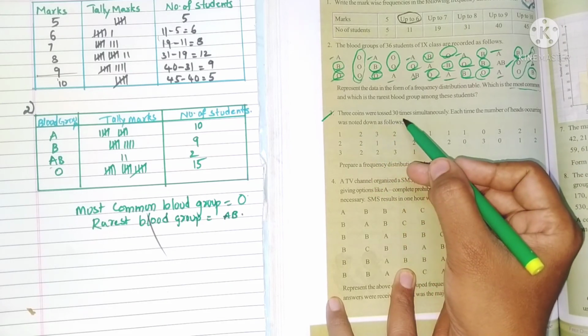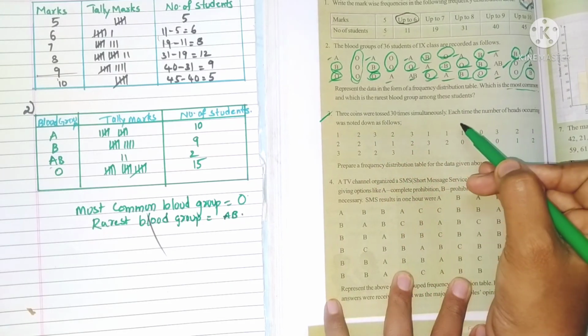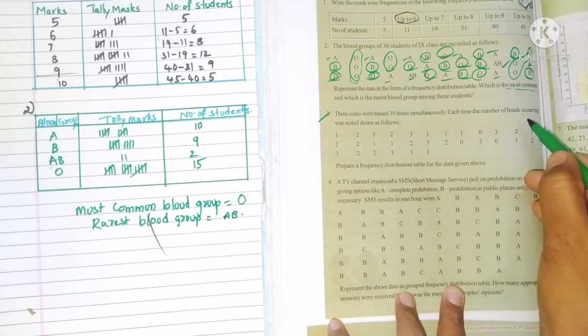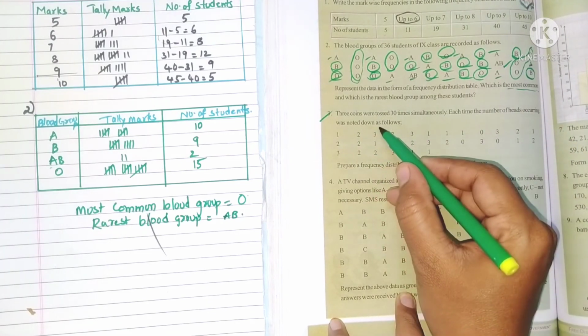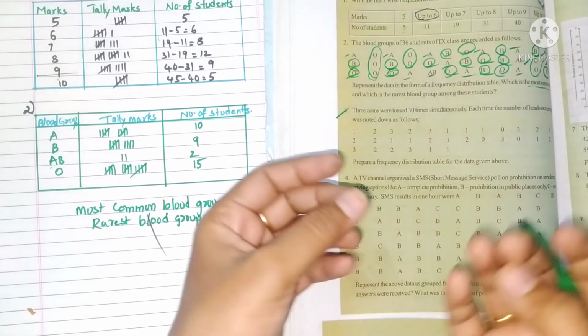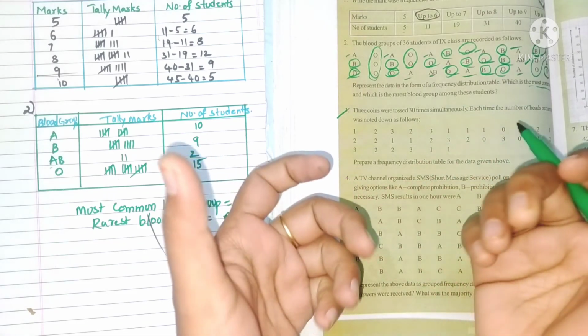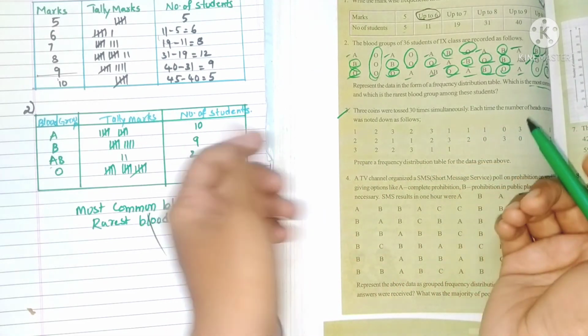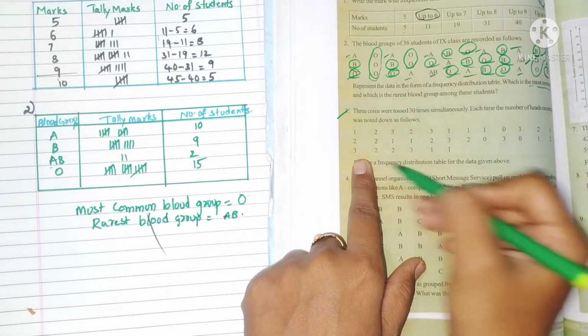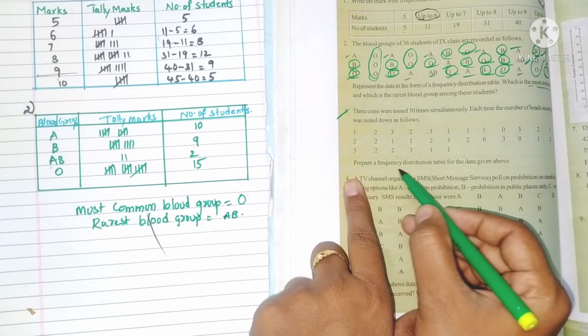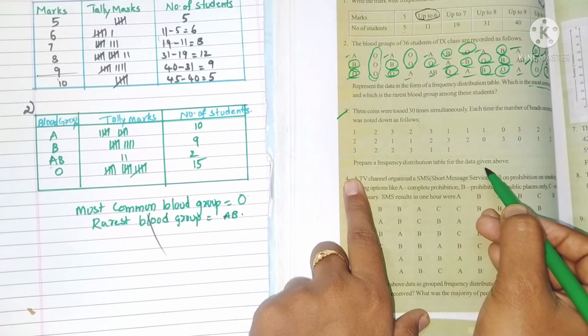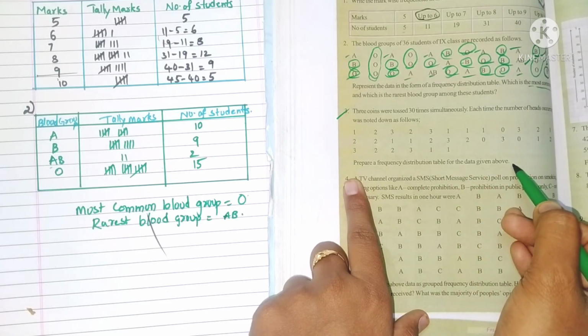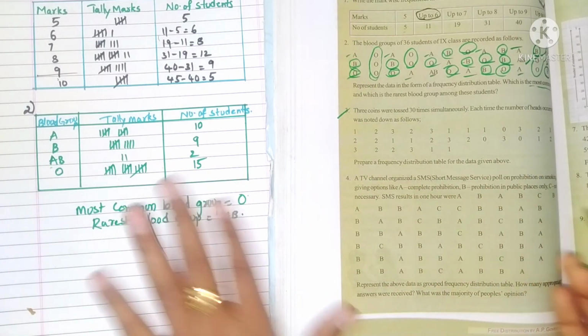Okay, next, third one. 3 coins were tossed 30 times simultaneously. Each time the number of heads occurring was noted down as follows. 3 coins at a time tossed. Okay, heads and tails will come now. That heads and tails are noted like this. Prepare a frequency distribution table for the data given above. We want to prepare a table just like this.